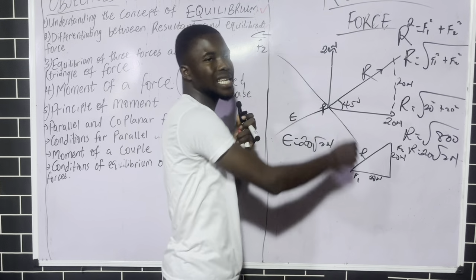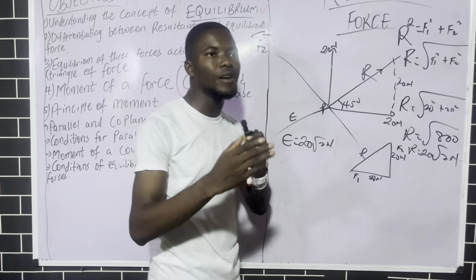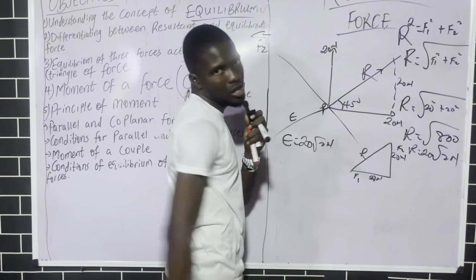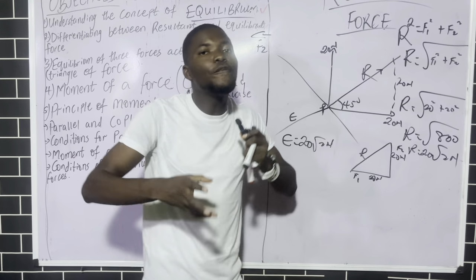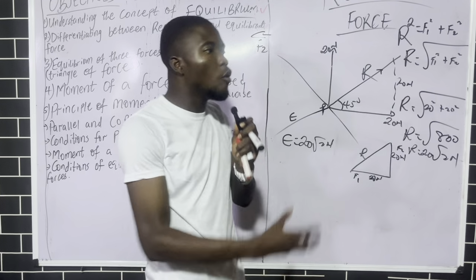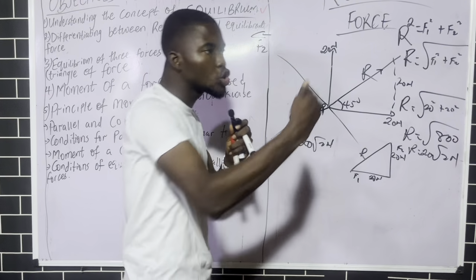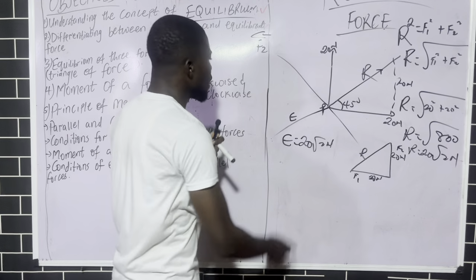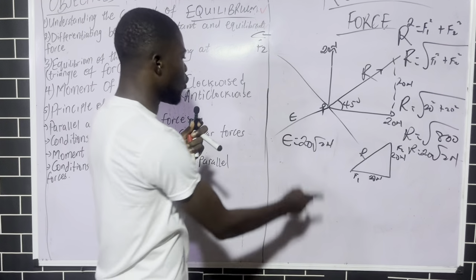But the question said equilibrium force. The third force must be the equilibrium force because the question said it is in equilibrium. It's not in motion. If the body was in motion, then we'd know that it is the resultant force, because that will produce motion. The equilibrium force will bring it to a stop, will bring it to equilibrium. It will stop the resultant force. Are you with me now? So I've gotten our value for the equilibrium force.